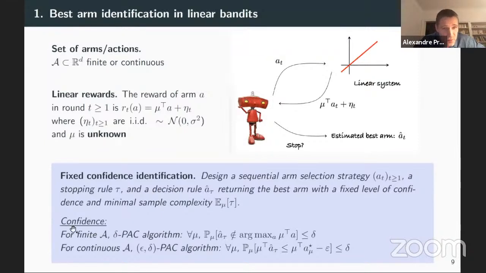For the notion of confidence, we use the delta-PAC framework when we have a finite number of arms. So it means that we want to return the best arm with probability bigger than 1 minus delta. When we have a continuous set of actions, we are obliged to move to epsilon-delta-PAC algorithms, in which case we want to return an epsilon-optimal arm with probability at least 1 minus delta.